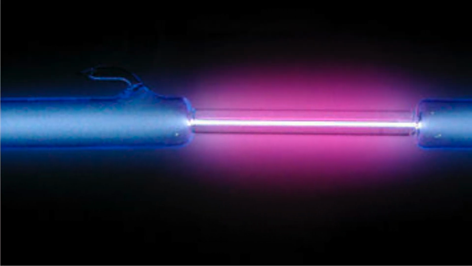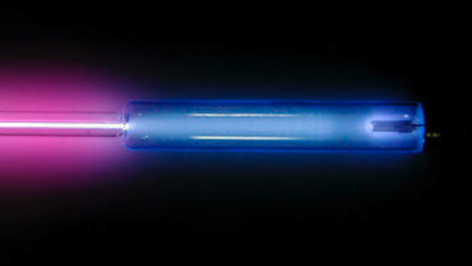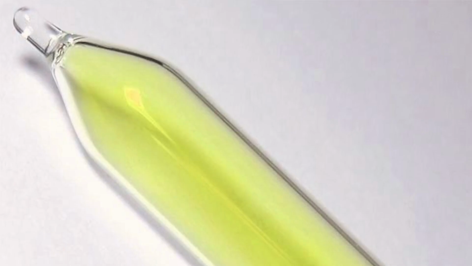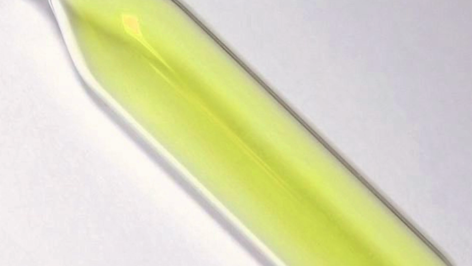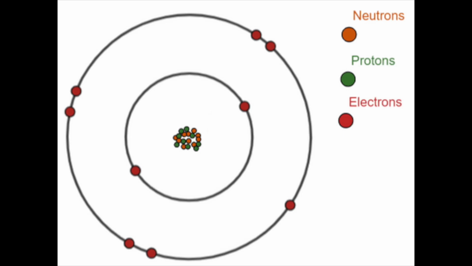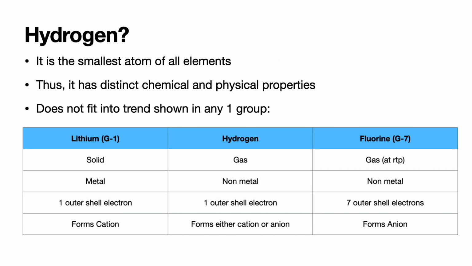Hydrogen, however, is a gas and a non-metal but also has one outer shell electron and can form not only a cation but also an anion. Fluorine, the first element of group 7, is also a gas at room temperature and a non-metal but has 7 outer shell electrons and forms only an anion during reactions. This shows that it shares some of the properties with group 1 elements and some with group 7, so we cannot exactly decide to which group it belongs.